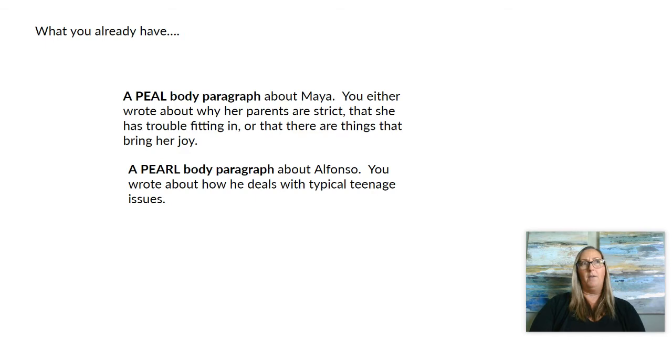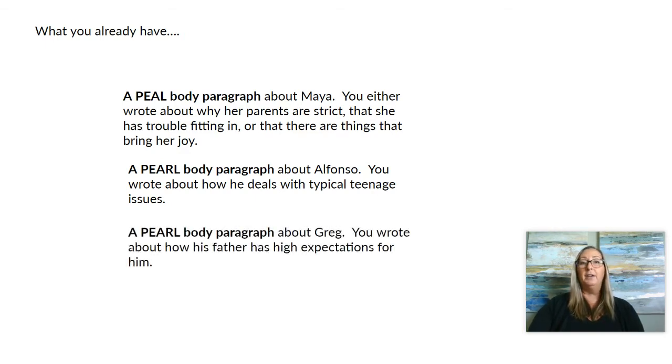So you wrote about, for him, how he deals with typical teenage issues. So some of you maybe wrote about his appearance. Some of you maybe wrote about him arguing with his brother. And then you have a pearl paragraph now about Greg. And this one you wrote about his father's expectations. So look, you have 3 paragraphs. You have body 1, body 2, body 3. What's missing? The introduction and the conclusion.